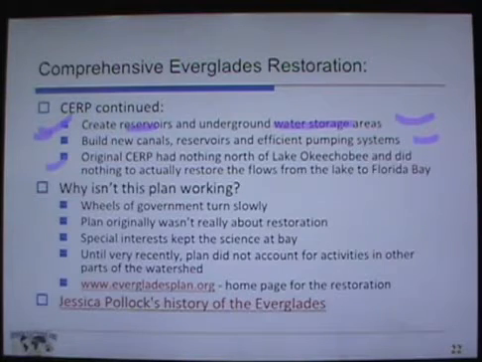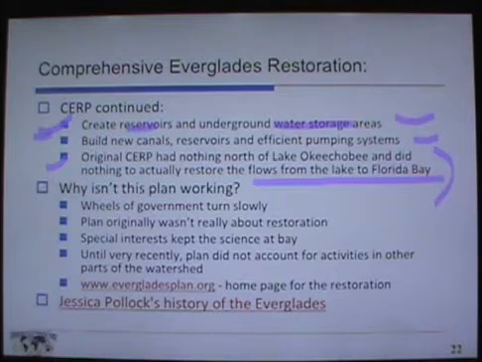The original SERP, use that acronym, had nothing north of Lake Okeechobee. I mean, you can't protect Lake Okeechobee from too much water or the wrong kind of nutrients by working south of it. You have to work north of it. Get off the soapbox. Okay. Originally, the SERP had nothing north of Lake O and did nothing to actually restore the flows from the lake to Florida Bay. Original, 1990s.